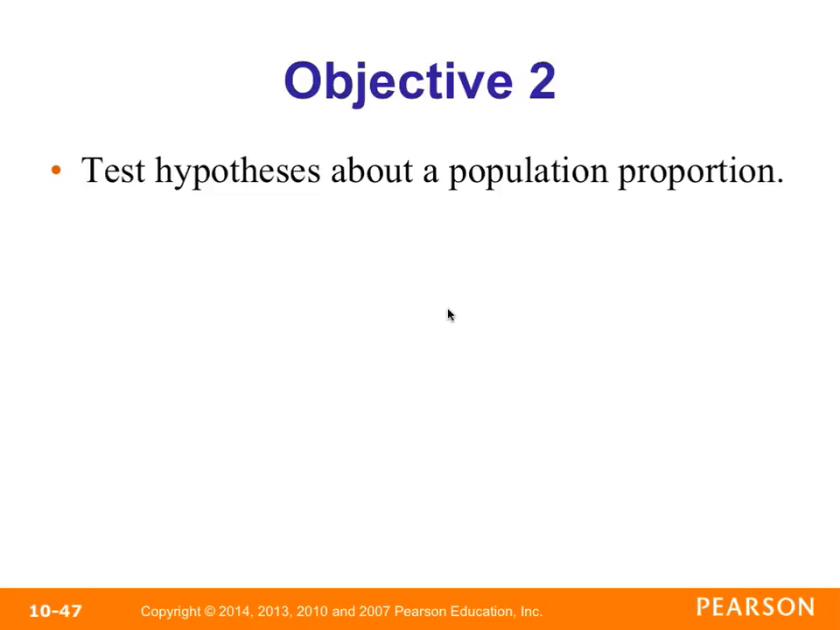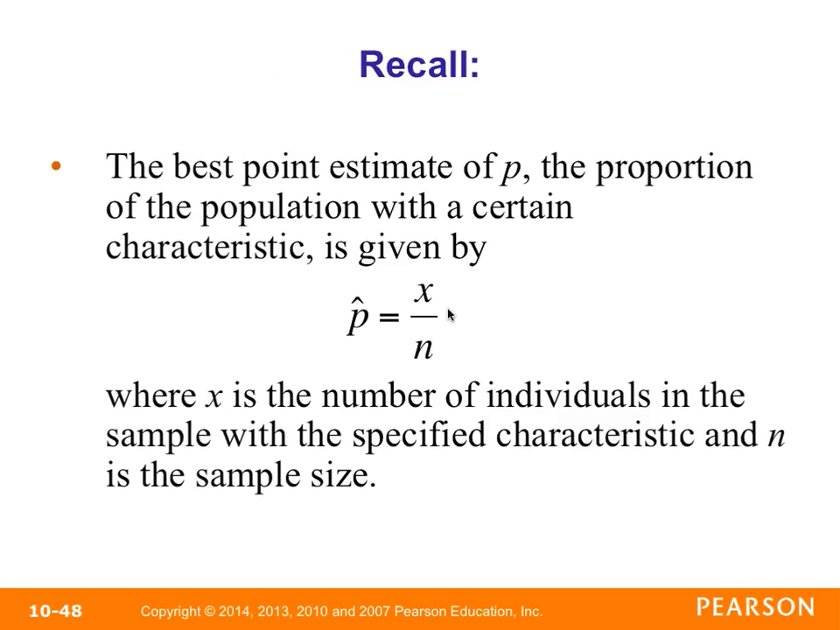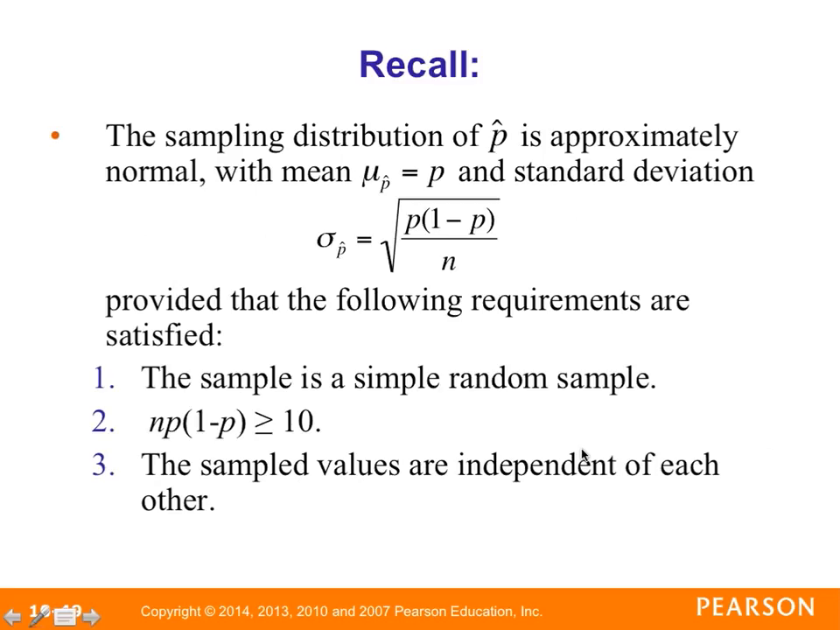So objective 2 is to actually test the hypothesis. It's important that you remember how to find p hat, okay? It's just going to be x over n, where x is the number of individuals in the sample with some specified characteristic, and n is the sample size. And then the sampling distribution of p hat is going to be approximately normal, with mu of p hat equal to p, and the standard deviation given by this formula here, same as before.